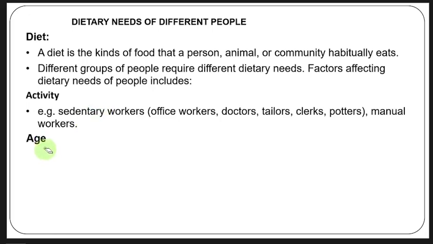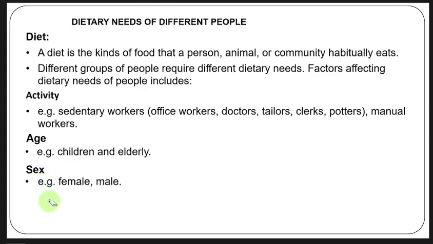So another factor is age. We are talking of, for example, children and the elderly. Children will require a different diet because they are growing, and elderly people, especially those that are aged, will require another type of diet because maybe their growing has stopped. Maybe they need other types of food to continue boosting their immunity. Another factor that affects dietary needs is sex. For example, female and male, you find that the amount and type of foods that the male folk feed on may be different from that of the female folk as well.